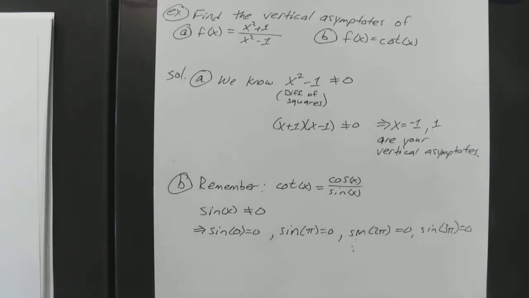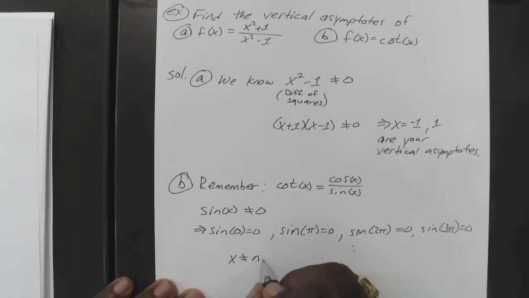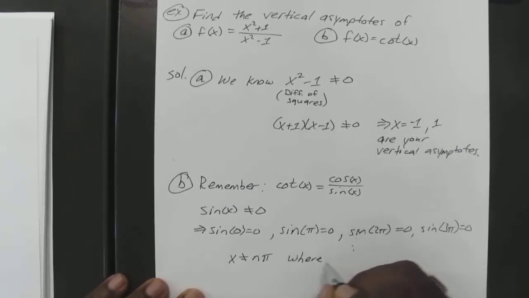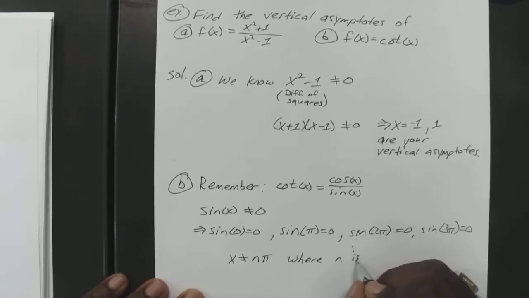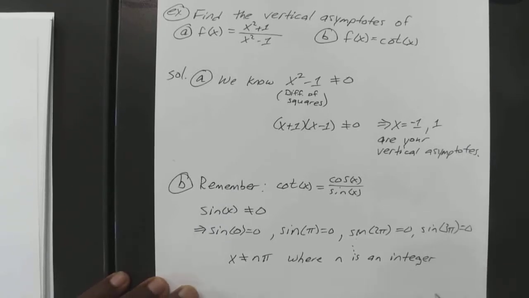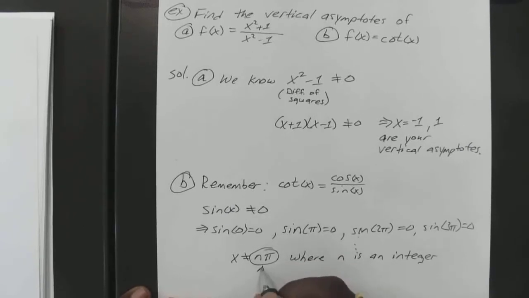Okay. So in this case, what you do is you just say x can't equal n times pi, where n is an integer. Because remember, it's the same in the negative direction. Okay, so we know that n pi are your vertical asymptotes.